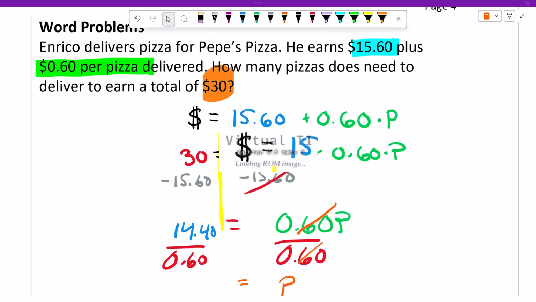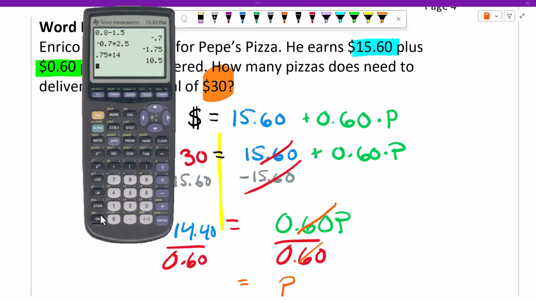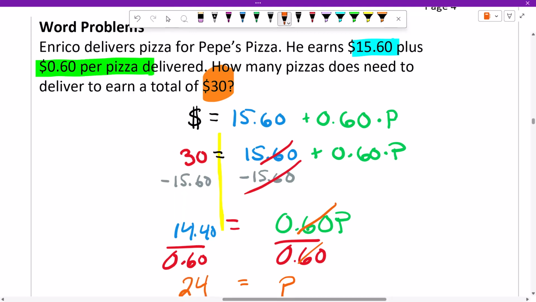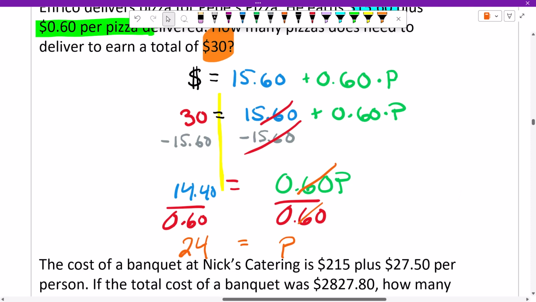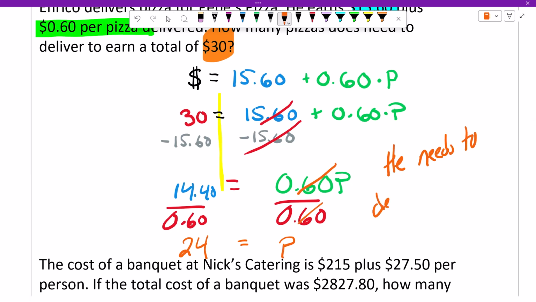Grab that. Go 1440 divided by 60 cents. Get 24. So we just do a little sentence. He needs to deliver 24 pizzas. That's a lot of pizzas.